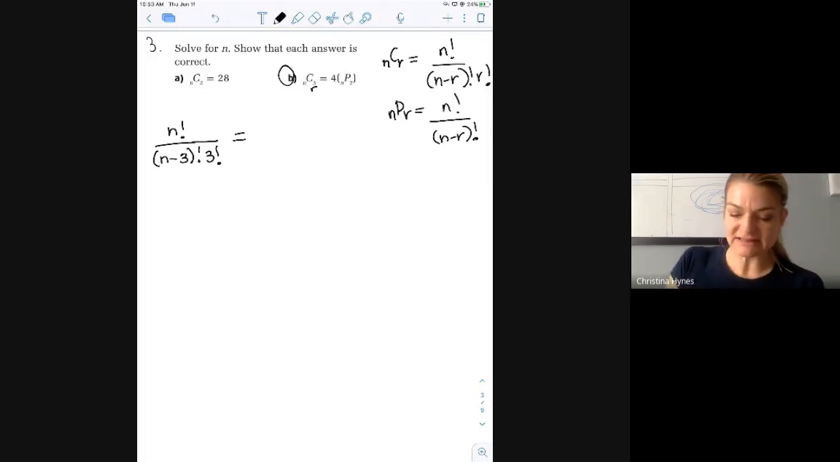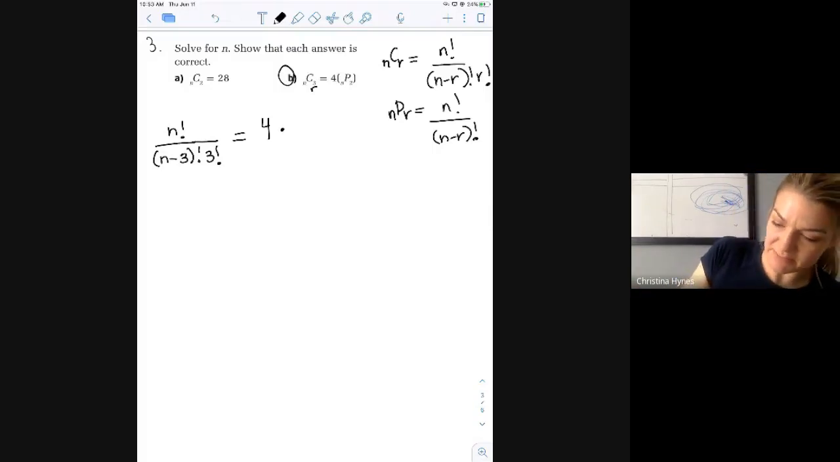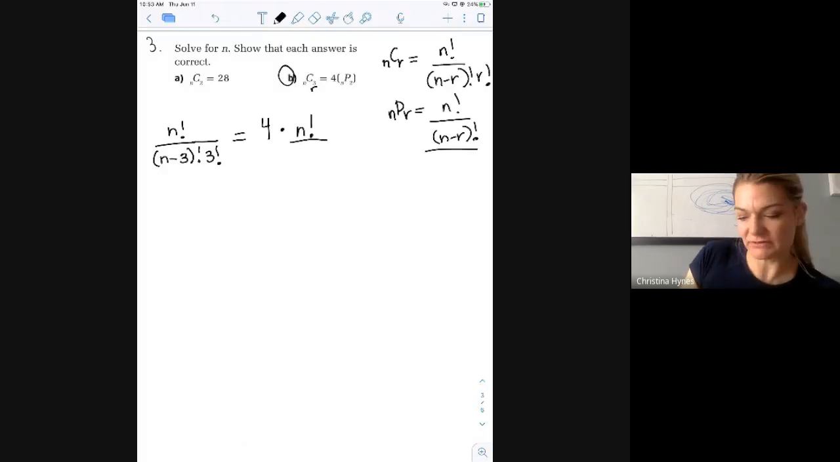Now we're going to go to the right side. The right side has a 4 multiplied by nPr. So we're going to multiply it by n factorial. I'm looking at the bottom, this one right here now.